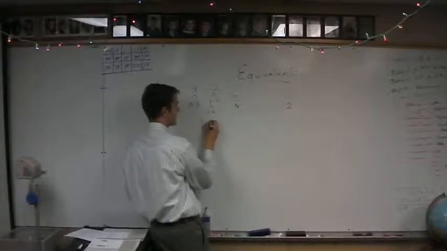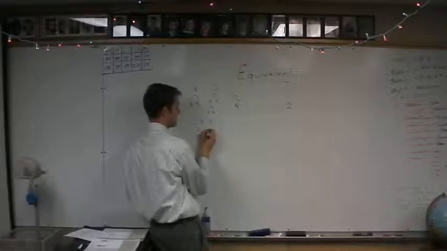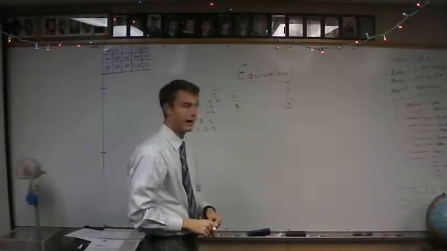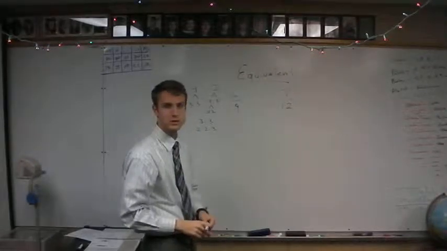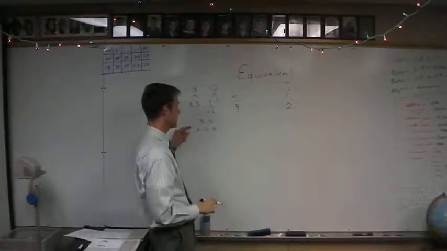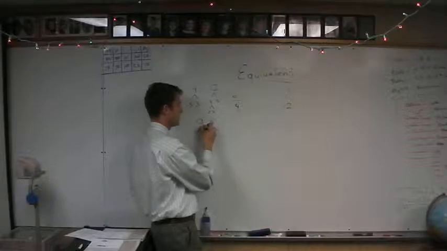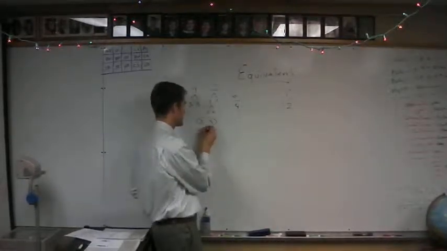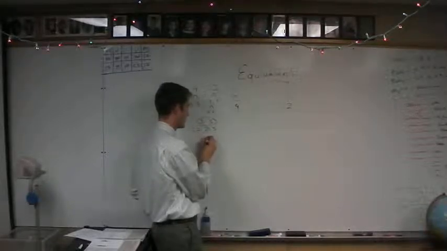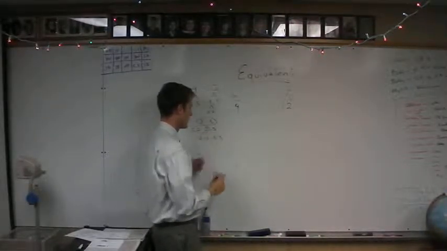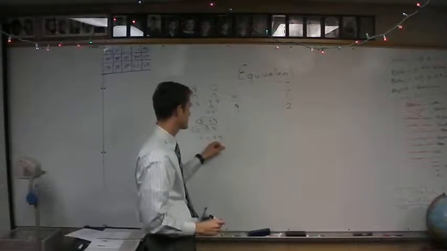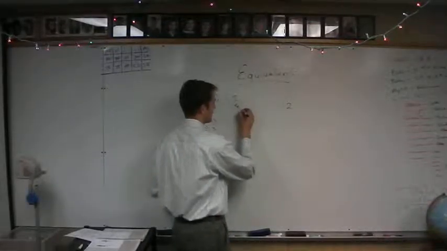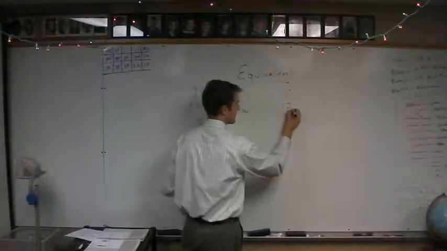So for 9 I have 3 and 3. For 12 I have 2, 2 and 3. The least common multiple, I determine that by choosing from each one which one has the most of each number. This one has 2 3s, this one has 1 3, so I'm going to use the 2 3s. This one has 2 2s, the other one does not have any 2s, so I'm going to use the 2 2s. I'm going to multiply all those numbers together. 2 times 2 is 4, times 3 is 12, times 3 is 36. So my common denominator is 36.